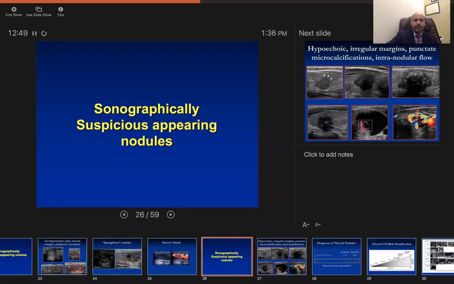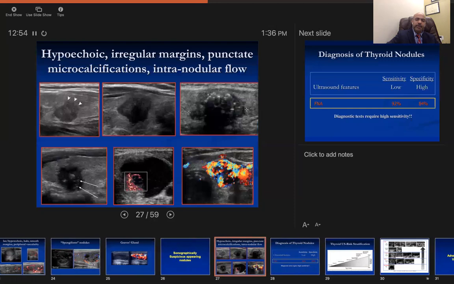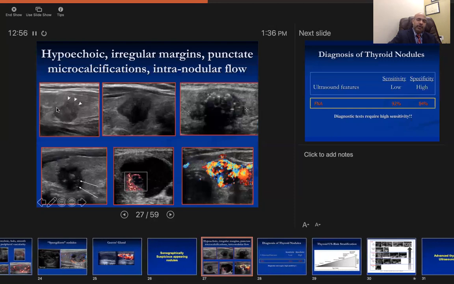So now, what are the features of a suspicious appearing thyroid nodule? Look at this nodule. It is hypoechoic, meaning that it's darker than the surrounding tissue. And if you look, there is infiltration and irregular margins along this side. Again, a similar hypoechoic looking nodule with irregular margins. This is another hypoechoic nodule, irregular margin with calcification, very highly suspicious appearing. Similar hypoechoic nodule, internal calcification.